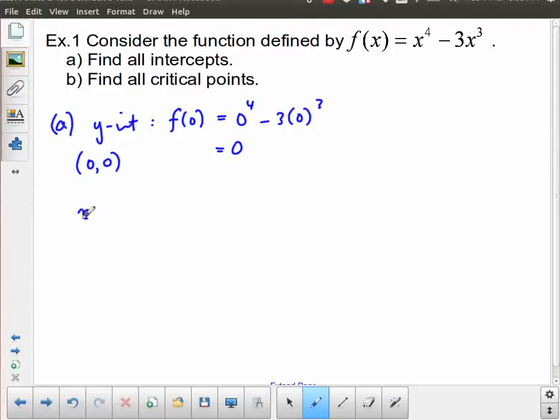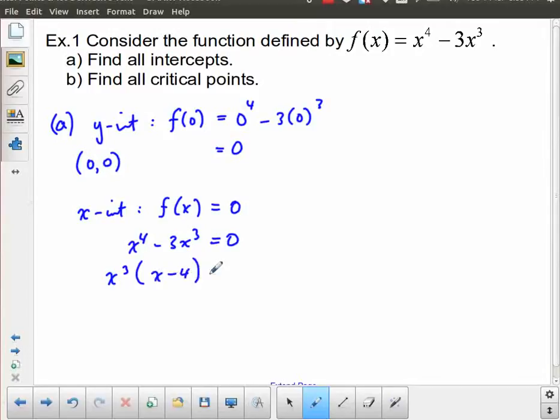For my x-intercepts, I set f of x equal to 0. So I get x to the 4 minus 3x cubed equal to 0. I have a common factor of x cubed, and then I have x minus 3.